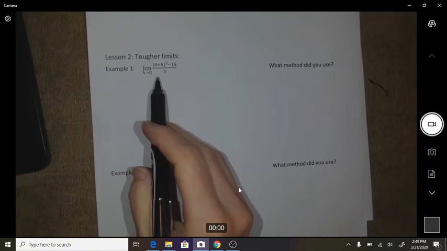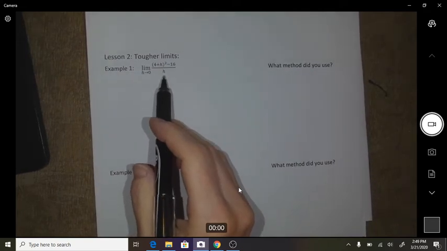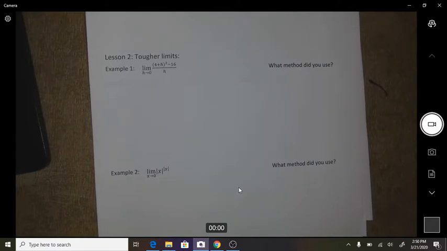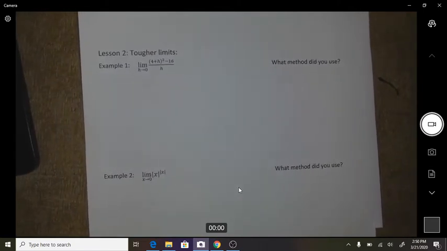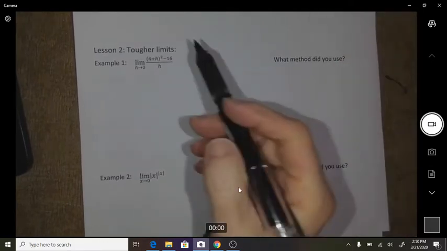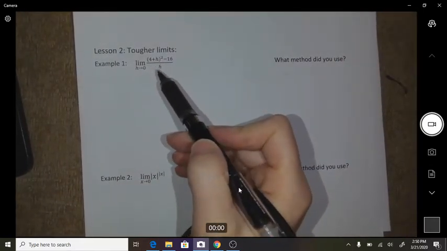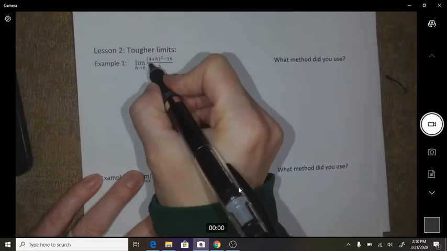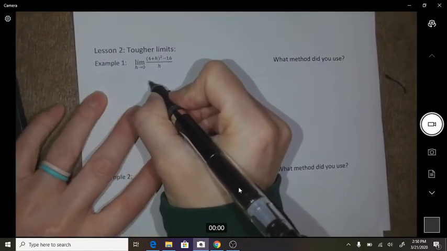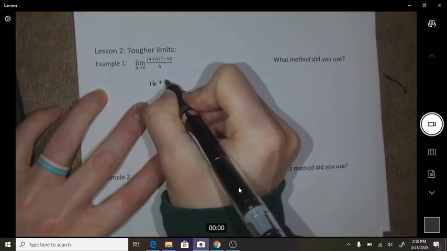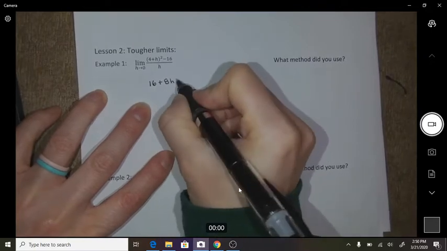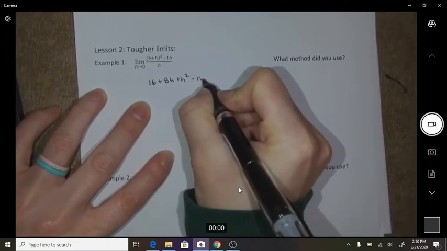Okay, so number 1, obviously I can't use substitution. Putting that h in creates an undefinable answer, dividing by h. Okay, so I think here I'm going to try to see what happens if I FOIL this out. Okay, so 4 plus h squared is 16 plus 8h plus h squared minus 16.